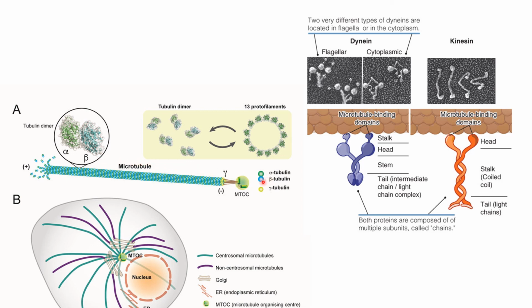The material will be carried across their length by motor proteins. As you can see here, there are several types. They differ only in the cargo they bind and the direction they travel. For example, there is here the kinesin and the dynein.